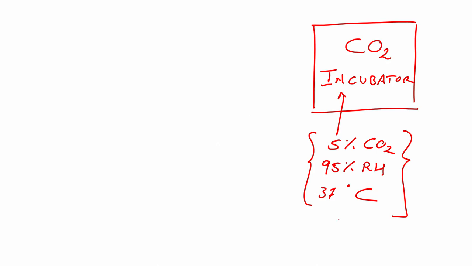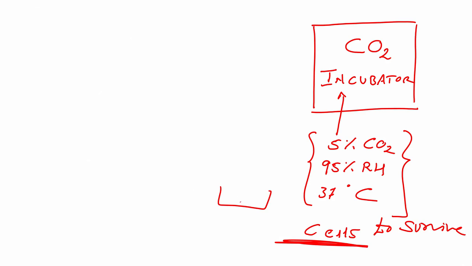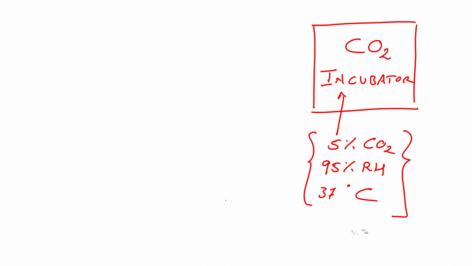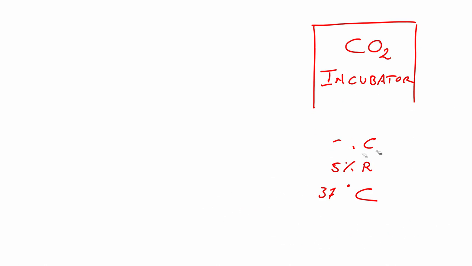Because this will help the cells to survive, right. And if you load the cells in a U-bottom plate and you put the media with growth components, then the cells will clump together to form a spheroid, alright. So, again, what is the point? This is a cell culture technique, where we have a CO2 incubator which has the following parameters.